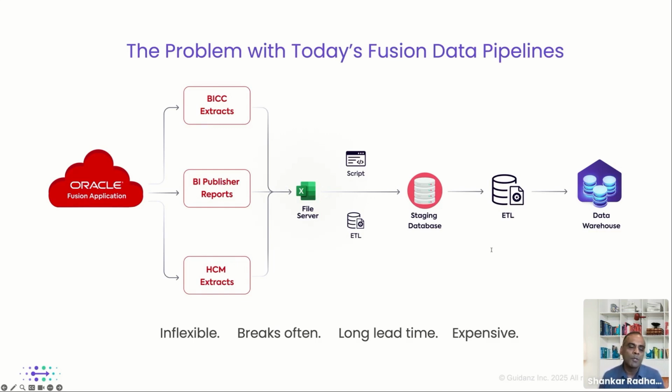There is an alternative option. You can replicate the Fusion data into an Oracle ATP database, which is expensive. And then once you have it in the staging database, you have to use an ETL tool to load it into your data warehouse.